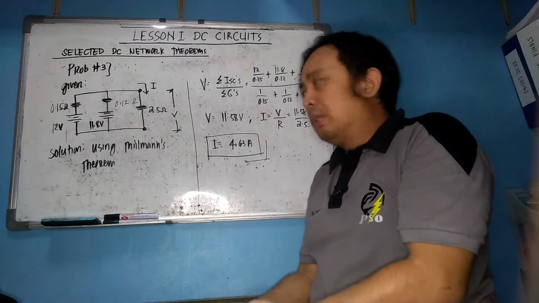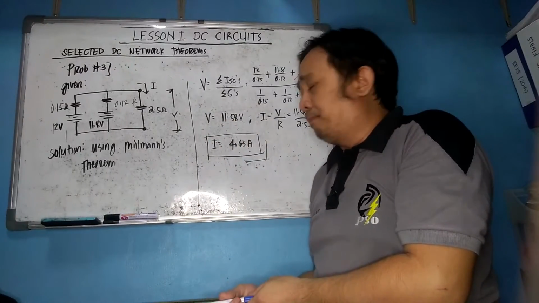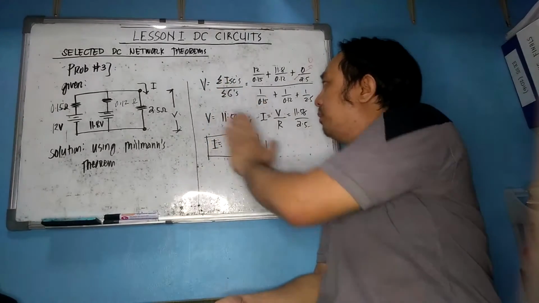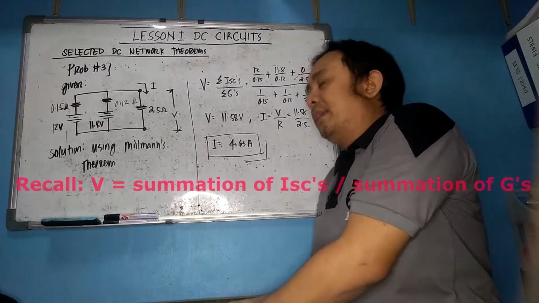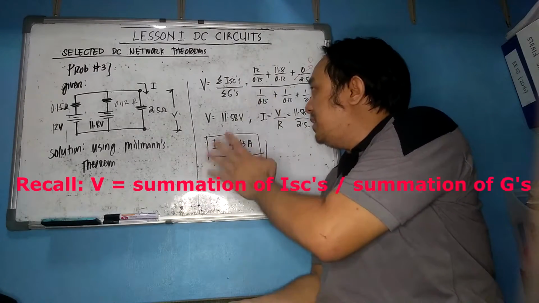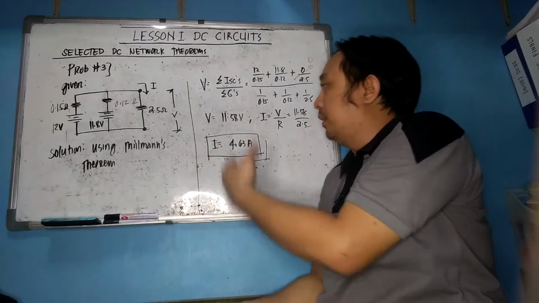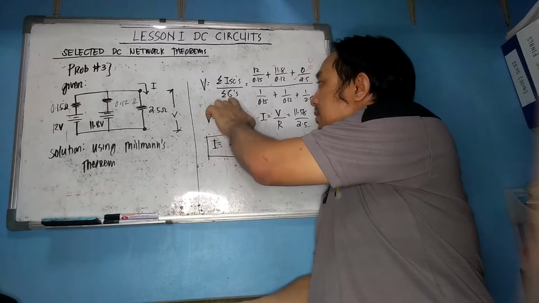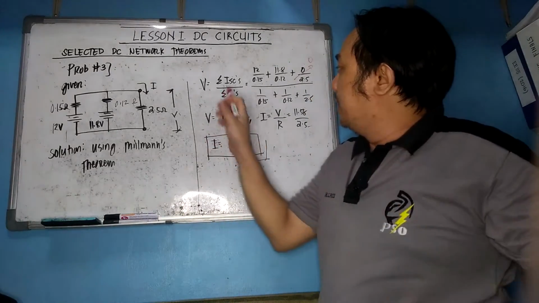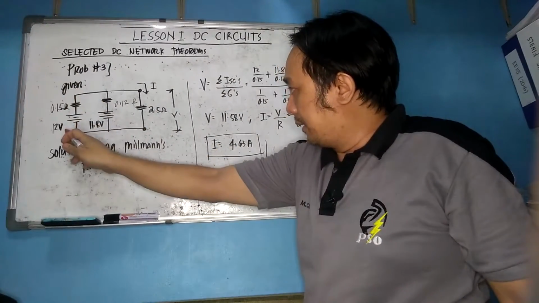So as I recall, what is Millman's theorem? It states that the load terminal voltage here can be computed by the summation of all of the short circuit currents divided by the summation of all of the conductances. Now, if this is in DC, that is conductance, but if that is in terms of AC, alternating current, these conductances will become admittances.